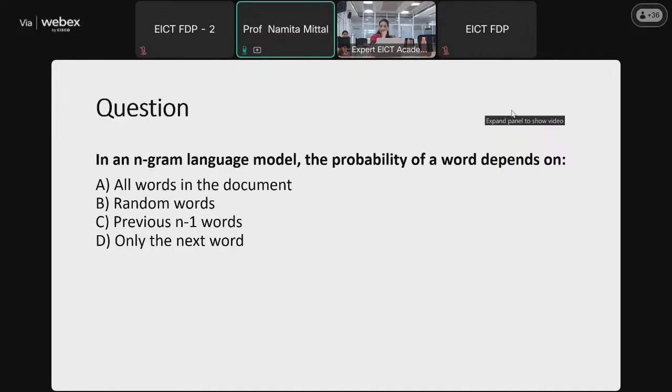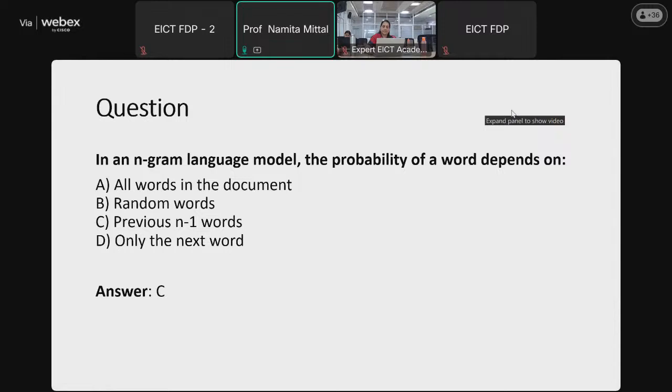So it's time for the questions. If you have understood, please look at the question and try to answer with me. The question is, in an n-gram language model, the probability of a word depends on what? All words in the document? Not possible. Adjacent words? Nothing. Previous n minus 1 words? Yes. Only the next word? No. So you are right. The answer is C. No doubt about it. Very clear and simple question.